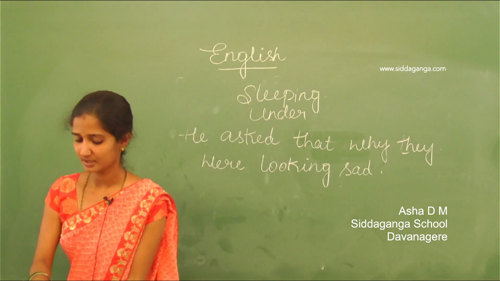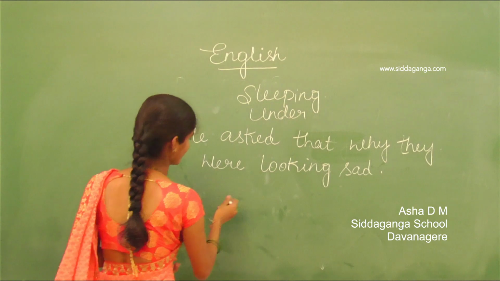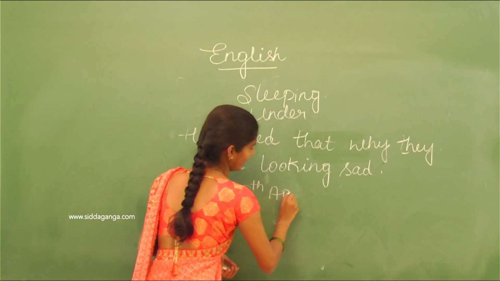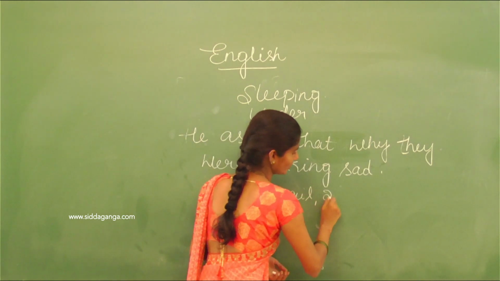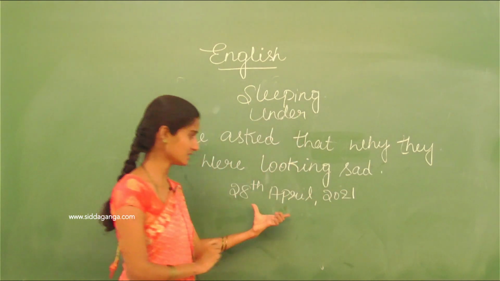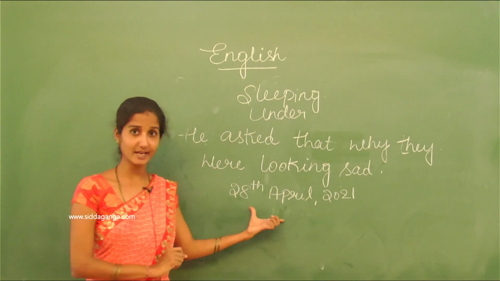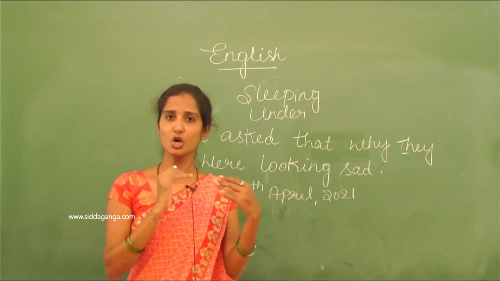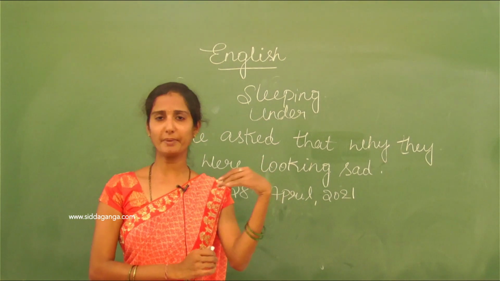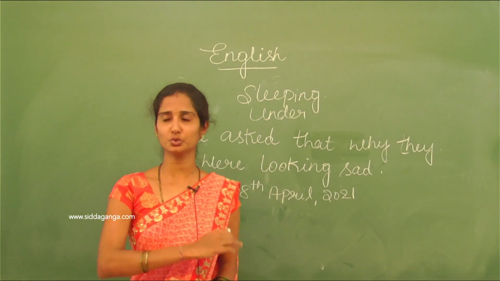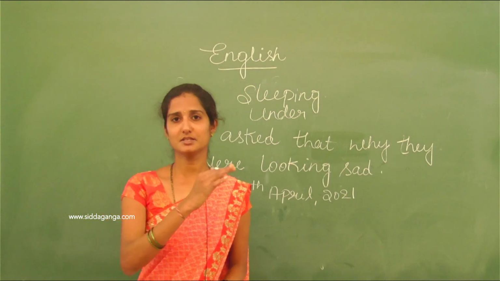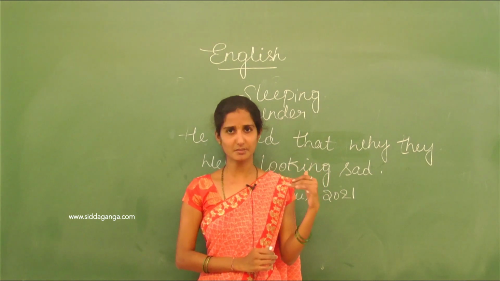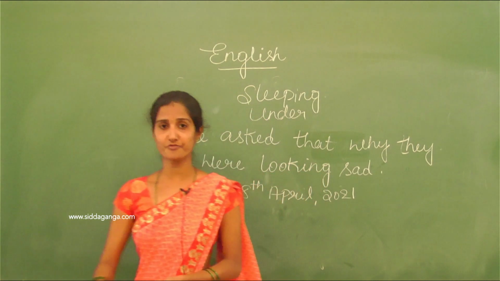How do you write the date? For example, today's date is 28th April 2021. In this format, you have to write the date under the from address. After that, leave two lines or one line to address the PDO. Or for example, if you are writing to the principal, the headmaster. After that, address respected sir or madam, subject, and after that, body of the letter.